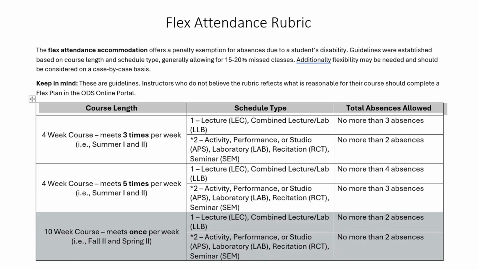Table columns are sorted by course length, which reflects the various academic terms, and by schedule type, which differentiates between didactic and interactive formats. The final column indicates the recommended number of absences based on attending 80% of class meetings for didactic courses and 85% of class meetings for interactive courses.